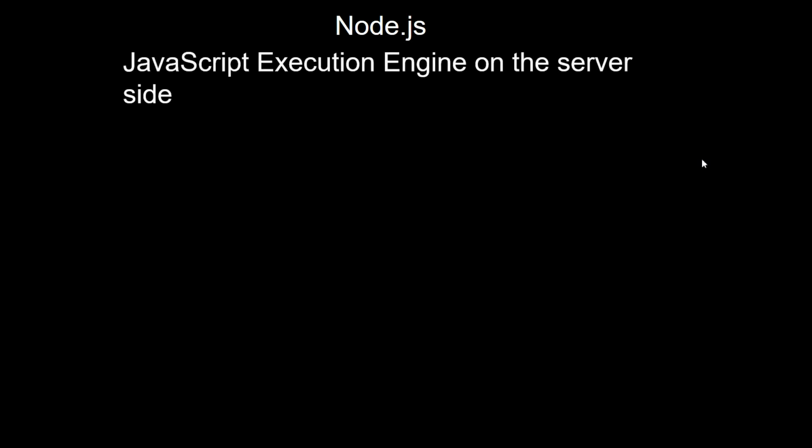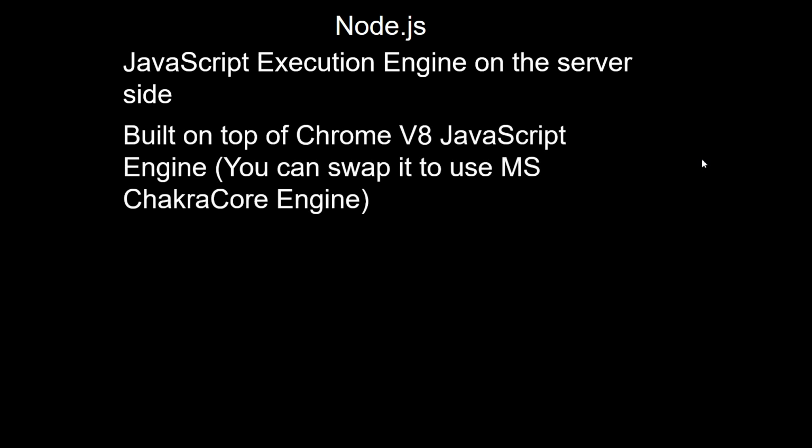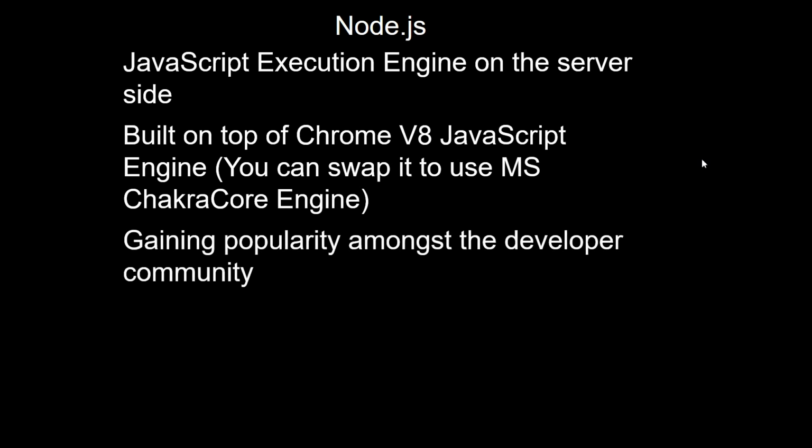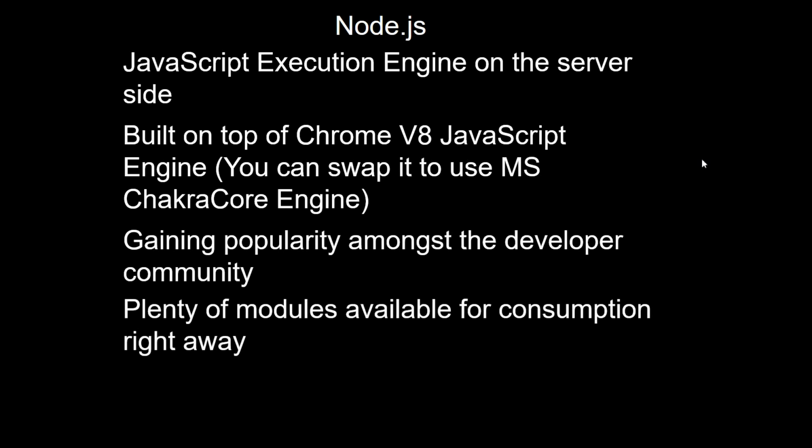Node.js is a JavaScript execution engine on the server side. What makes it more powerful is that whatever code you write on the client side, provided you don't directly deal with the DOM manipulation, you could easily move them onto the server side and run them in Node.js. It's built on top of the Chrome V8 JavaScript engine. There's also a pre-release version available from Microsoft, which is built on top of their Chakra Core JavaScript engine.